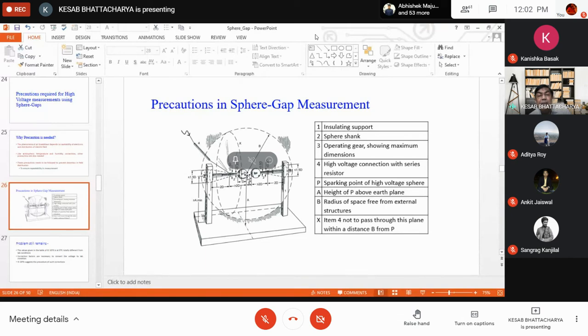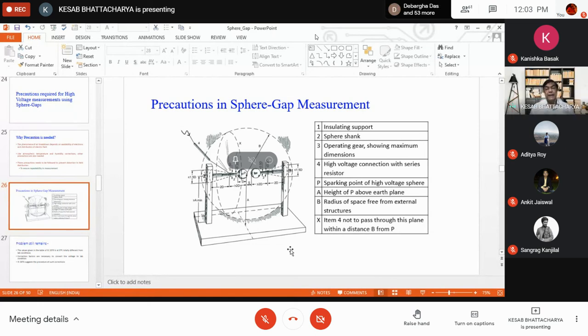P is the sparking point. Sparking point means what? Actually, the two spheres have curved surfaces. So on the two spheres, there will be 2 points. The distance between these 2 points will be minimum, and maximum stress is supposed to occur between these 2 points or around these 2 points, and it is expected that the arc will strike around these 2 points.